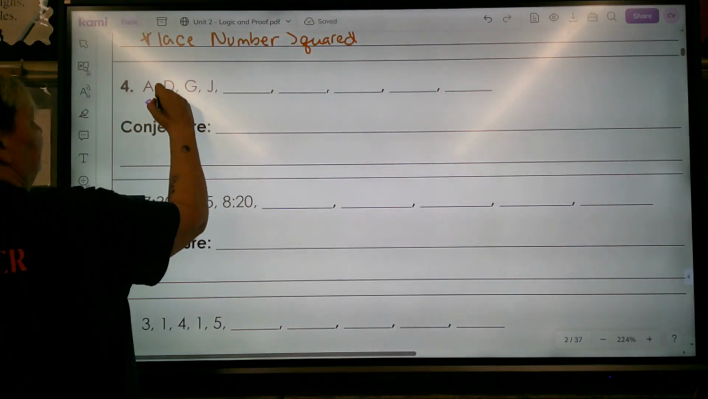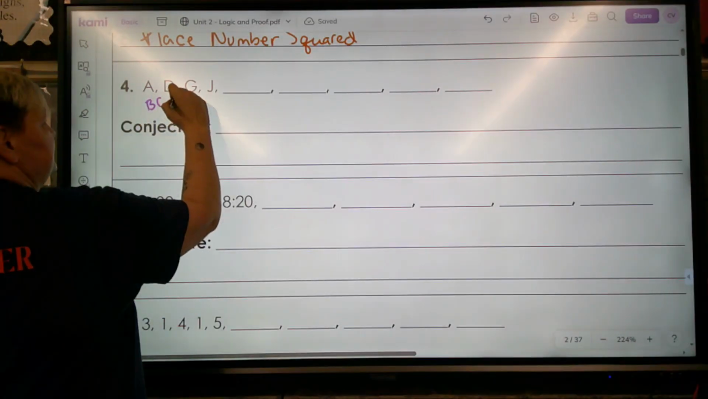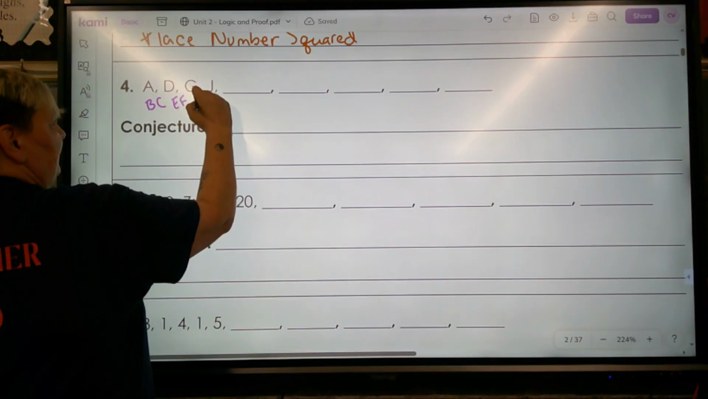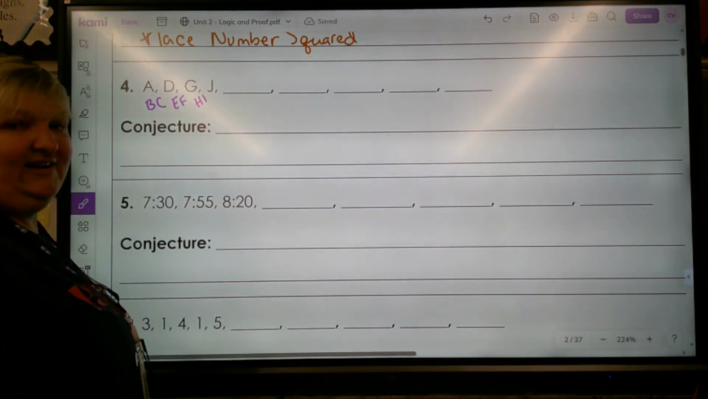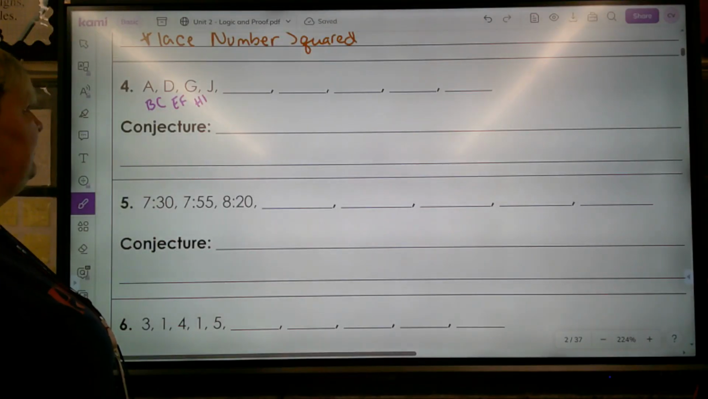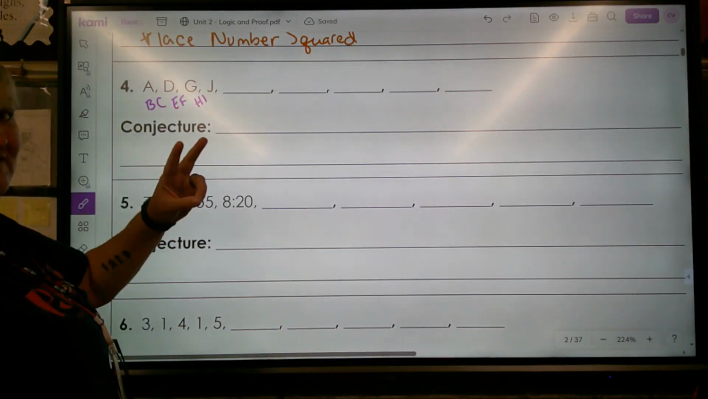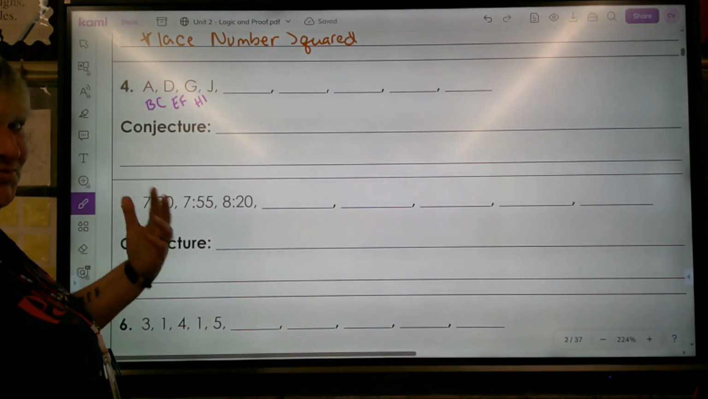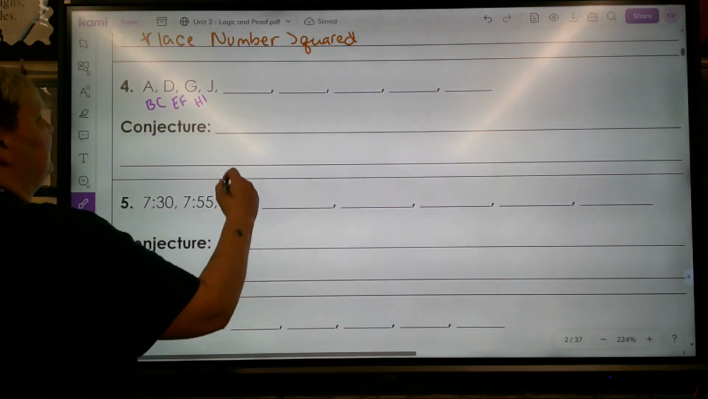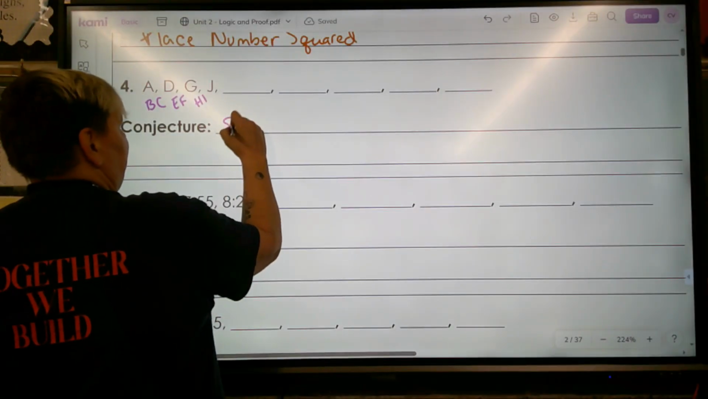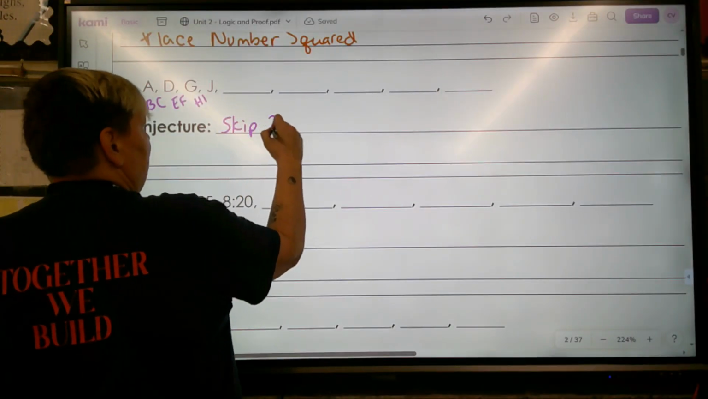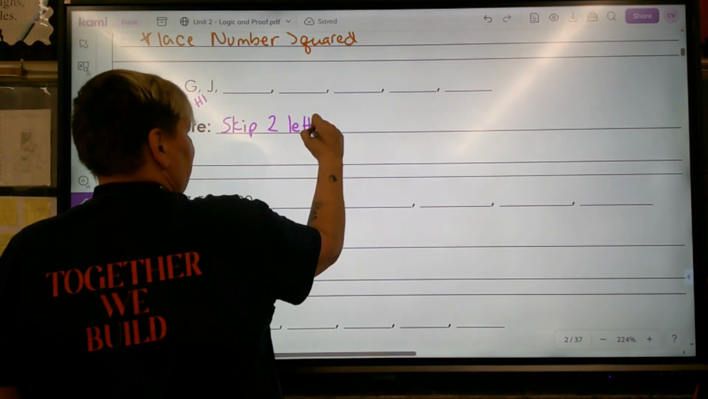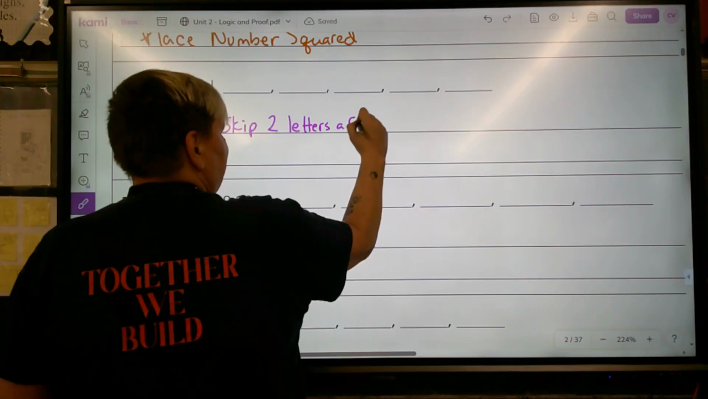In this one it's missing E and F. In this one it's missing H and I. Every time it skips 2 letters. That's one way to word it, right? So skip 2 letters after previous letter.